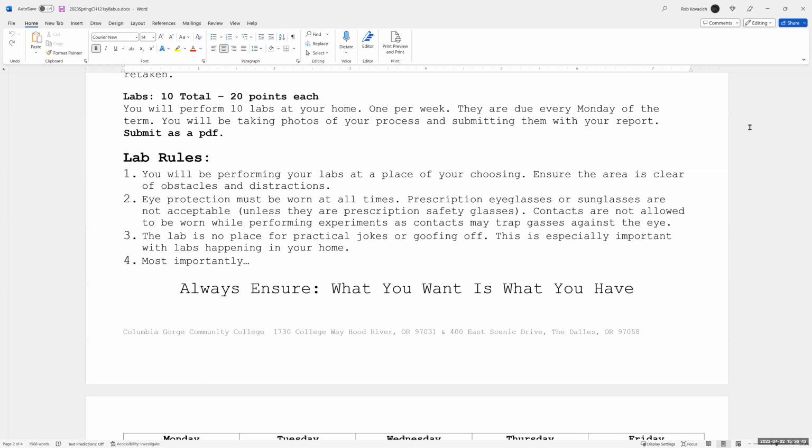The eye protection will be provided within the kits. If you're wearing contacts, you need to take them out. You have to wear glasses for this. You cannot wear contact lenses. Some of these labs will produce gases, and those gases can get trapped between your contact lens and your eye, and that can cause some serious problems for you.